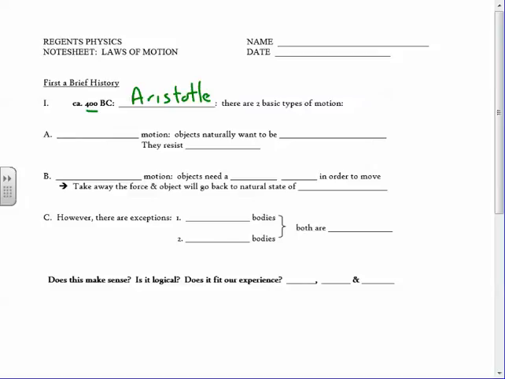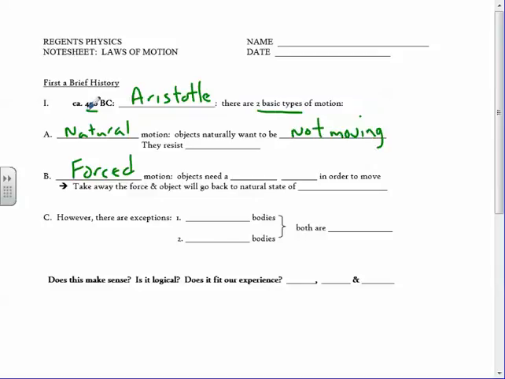So when Aristotle looked around him at the world, in terms of motion, he basically reduced it to two basic types. One was natural motion, and the other was, I'm going to put, forced motion. I know in class you used the word violent, but let's just use the word forced. So natural motion is simply this: objects naturally want to be not moving.